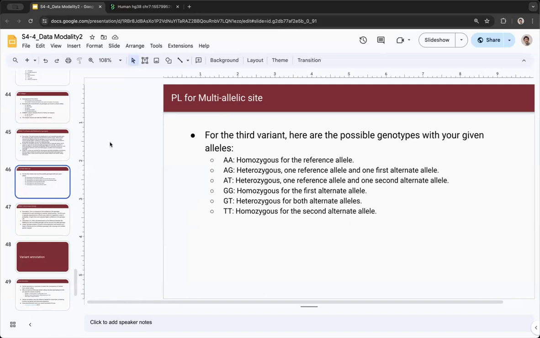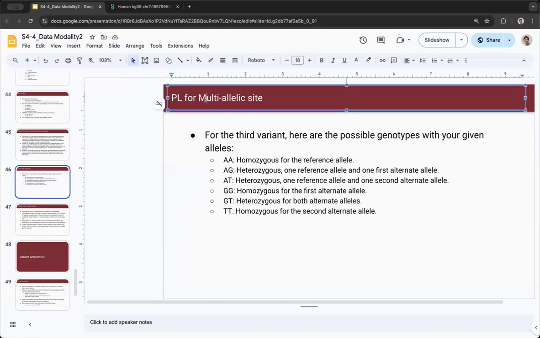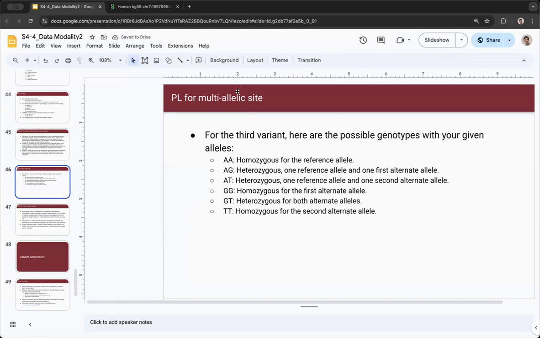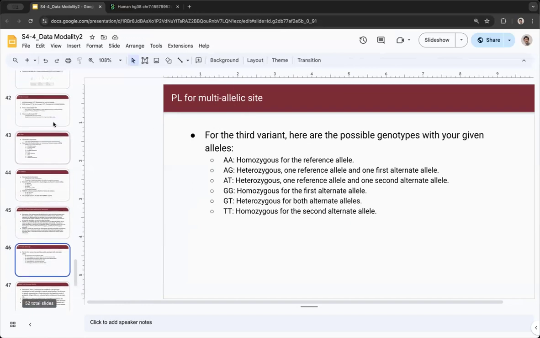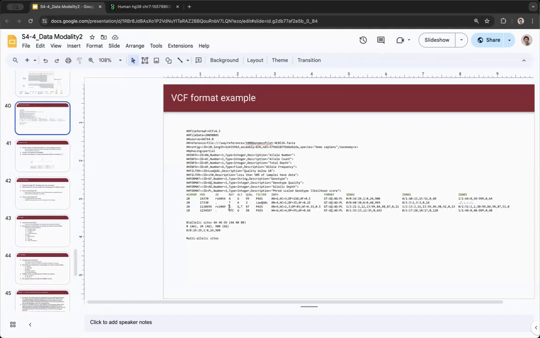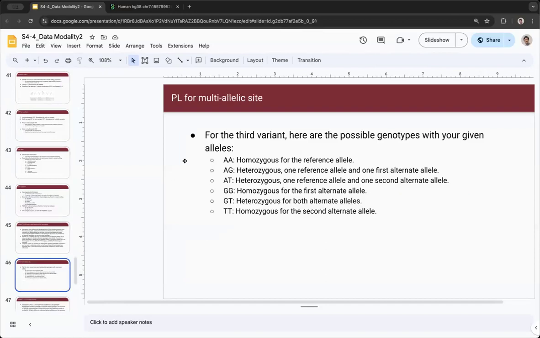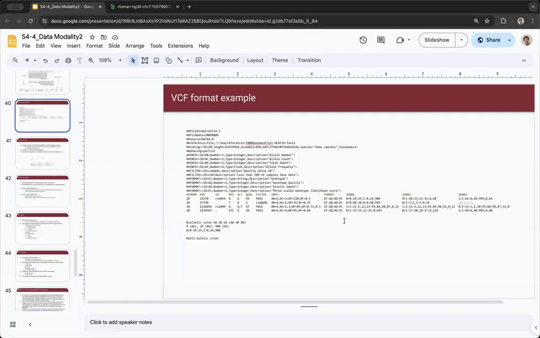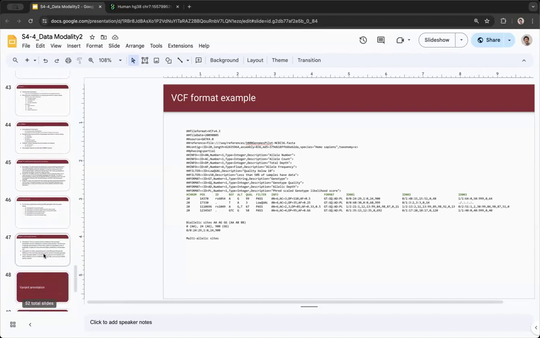Let's go back to the PL. When we describe multi-allelic sites, here we have A, G, T, 3 alleles. How many genotypes can we expect from these three alleles? This is like a factorial, so you do 3 times 2 times 1, and then there are 6 possible genotypes. What you can think of is AA, AG, AT, TG, GT, TT, right? All of those 6 values are going to be stored in PL right here. So that's also possible in that information.